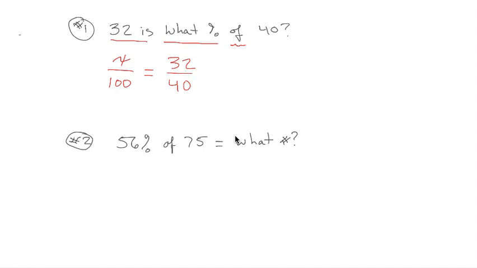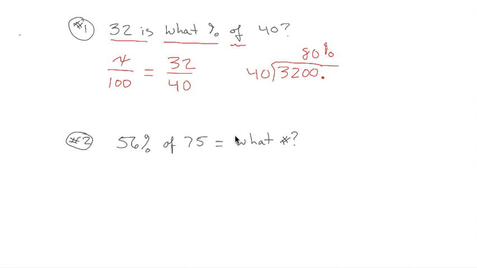32 times 100 divided by 40. You can set that up like this. That would be 3,200. So then you end up with 3,200 divided by 40. And what percent ends up being the answer? It's 80%. Okay, 32 is what percent out of 40?